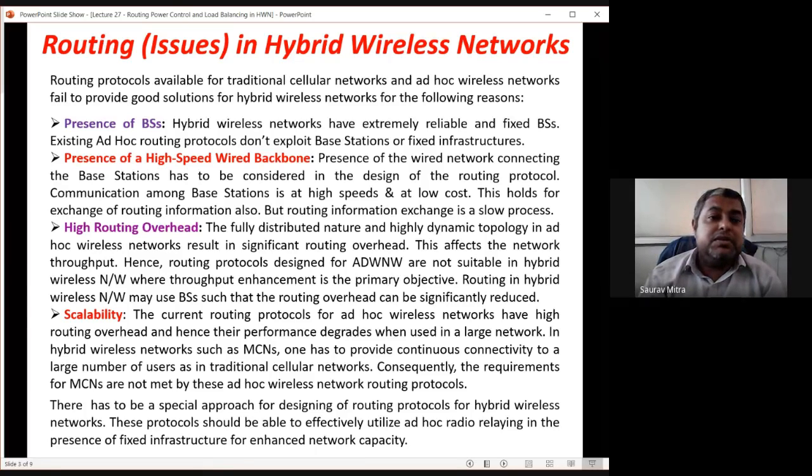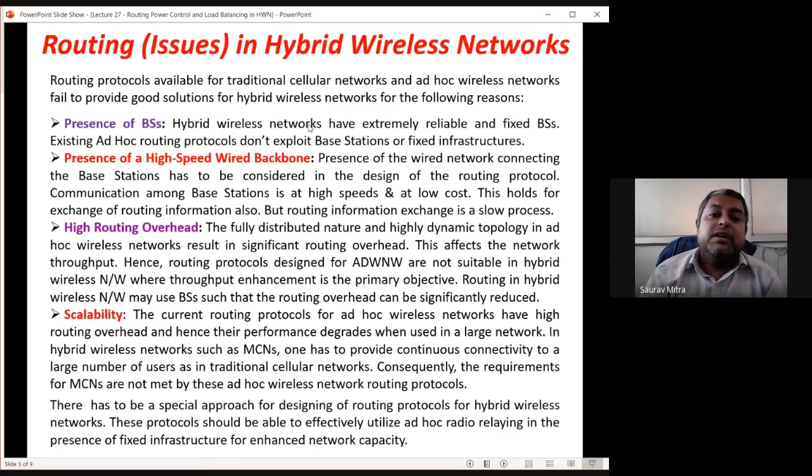So the protocols which are written for ad hoc networks, the algorithms which are used in ad hoc networks, can never be used directly in a hybrid wireless network, because ad hoc protocols are not counting the base station into them, and hybrid networks always have a base station in them. This is the main reason why the routing protocols of ad hoc networks cannot be directly applied to a hybrid wireless network.